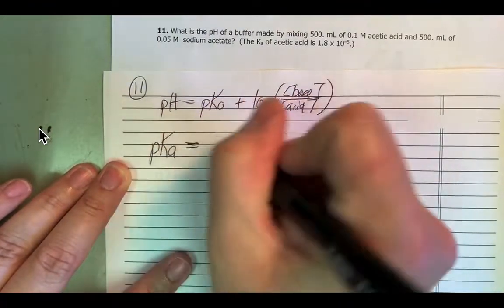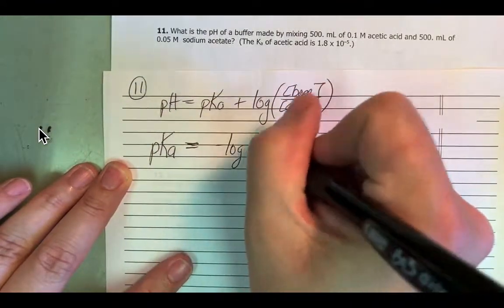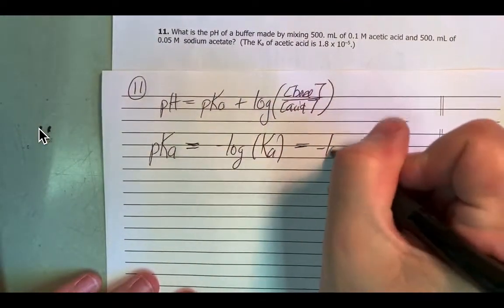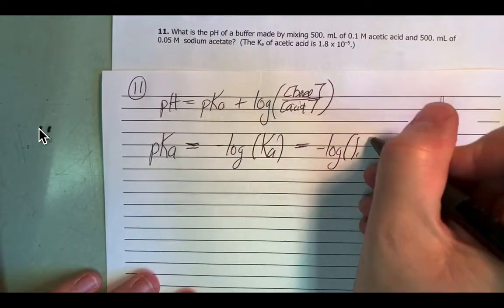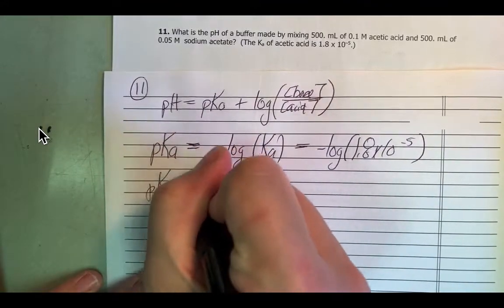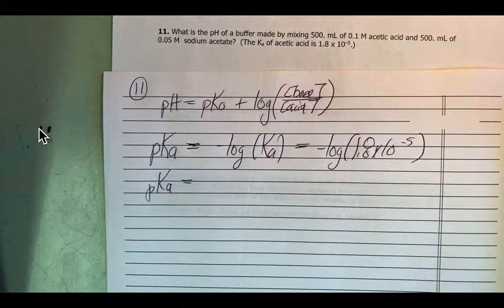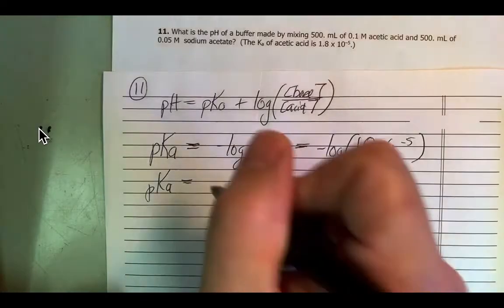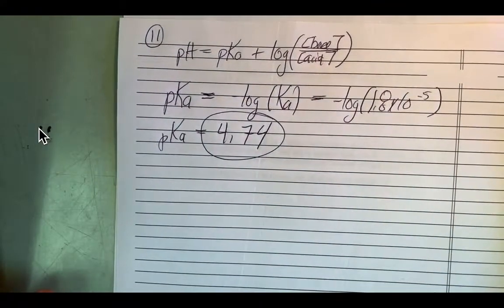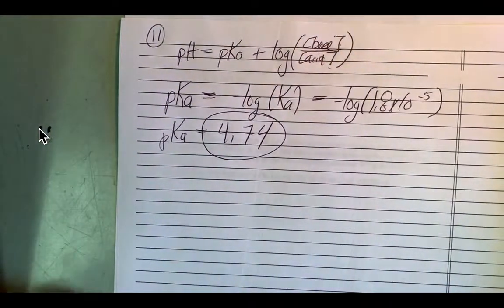pKa is equal to minus log of the Ka, minus log... 4.74. That's my pKa. Now I'm going to have to do some work to figure out my concentration of my acid and my base here.